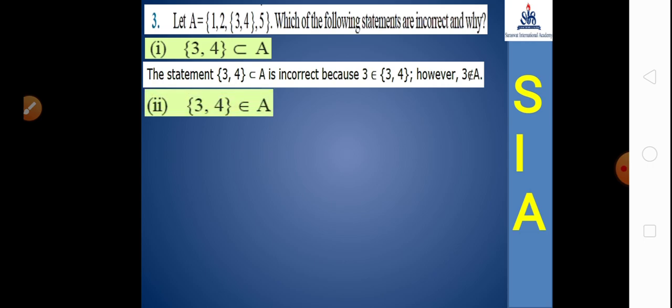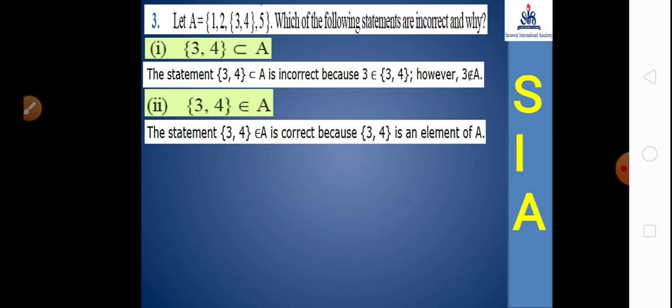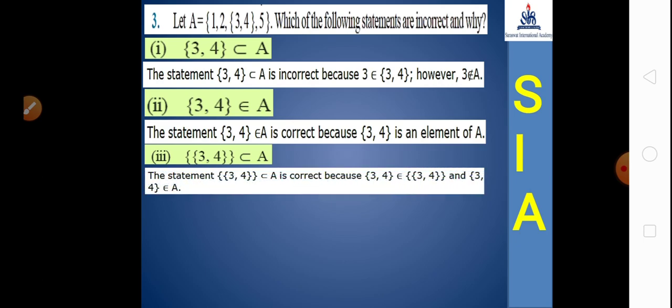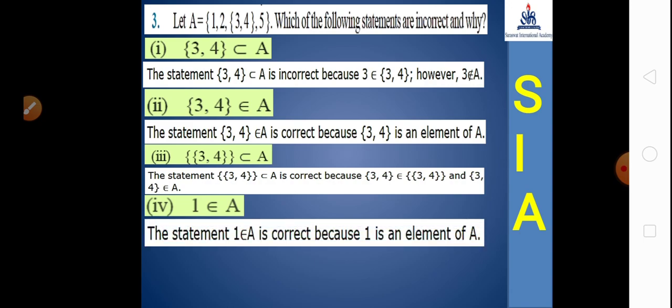{3, 4} belongs to A? Yes, it is true, because it is an element. Third, {{3, 4}} in curly brackets, is it a subset of A? My answer is true, because it is a subset. And fourth, 1 belongs to A. Yes, it is a member of A. So my answer is true.